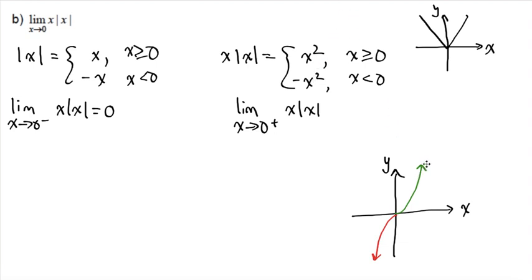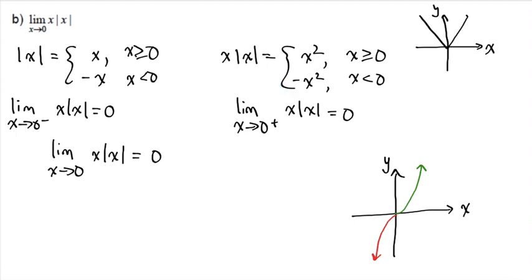So I can see from the function that yes, as x approaches 0 from the left-hand side, it's going to be 0, and as x approaches 0 from the right-hand side, it's also going to be 0. And so because the limit from the left-hand side equals the limit from the right-hand side, we can say that the limit as x approaches 0 of my function x times the absolute value of x is going to be 0.